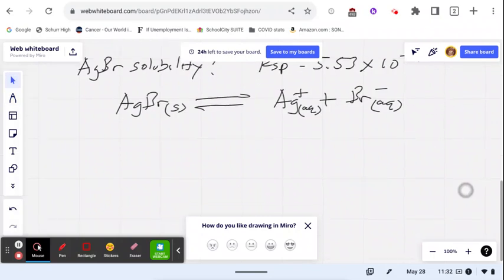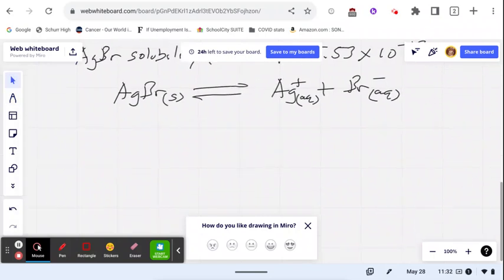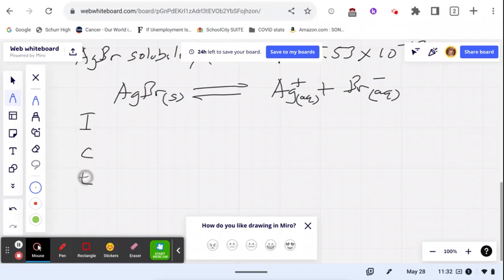Now that you have the equation, we can go ahead and write down what's called an ICE table. ICE tables are used for all of these equilibrium problems. These are basically easy equilibrium problems. That's why I'm showing them to you and having you figure this out.